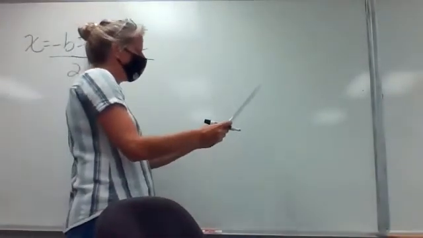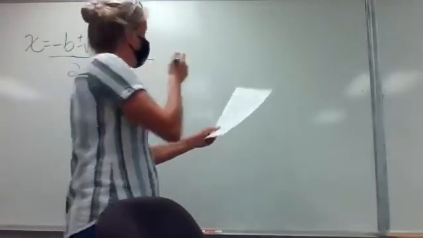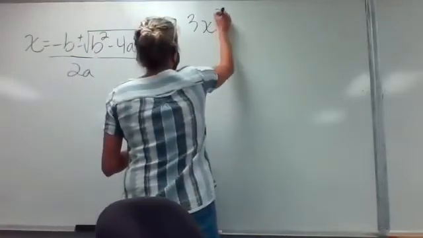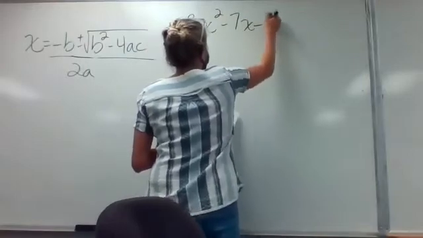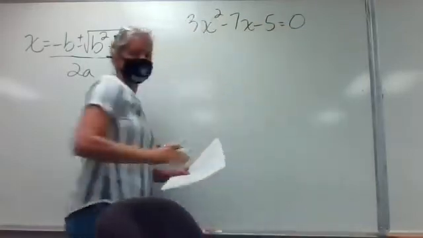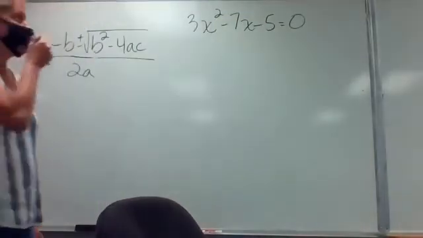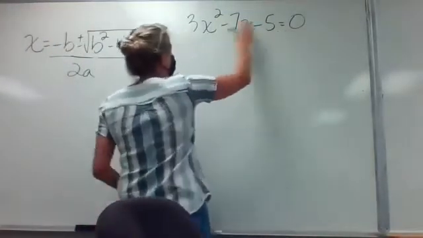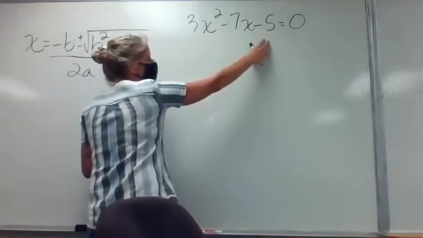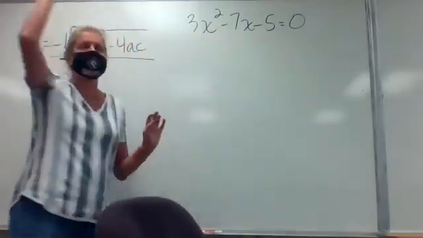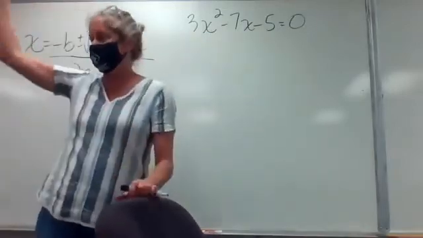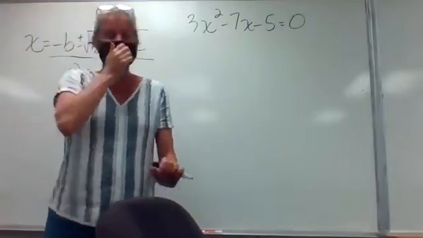Skip 4. Going to 5. We've got 3x squared minus 7x minus 5 equals 0. So it's set equal to 0. All my terms are in the right order. By the right order, I mean that the exponents are in descending order. You start off with your squared and go down from there.